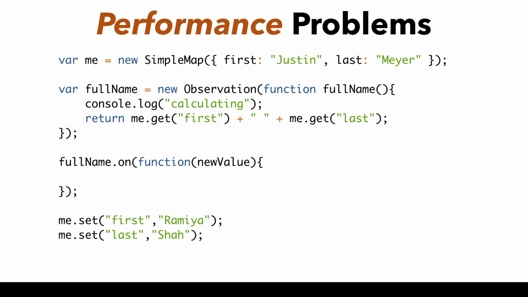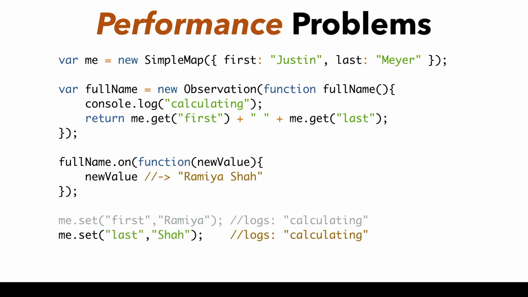Another problem is that we might recalculate unnecessarily. Let's say we wanted to change two properties on the me object at one time, similar to a transaction. Currently, when the first property is set, we will recalculate full name and call the full name handler with an intermediate value. Then, when the last property is set, full name will again be recalculated and the full name handler will be called with the final value.